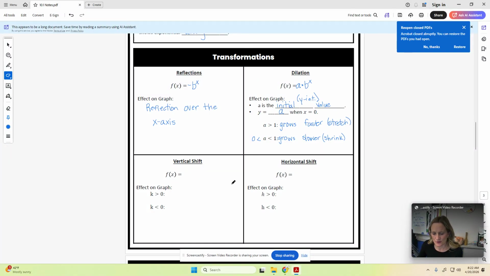Vertical and horizontal shifts are very similar to parabolas also. So we have our parent function, and if something is added or subtracted onto the end, that is going to create a vertical shift. So if that k value is greater than 0, if it's a positive number being added on here, it shifts it up. And if it's a negative value, if it's less than 0, it shifts it down.